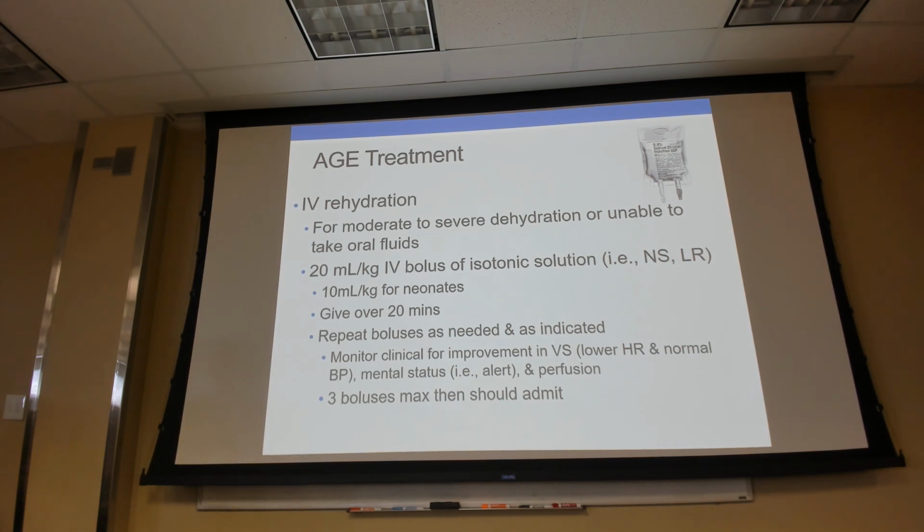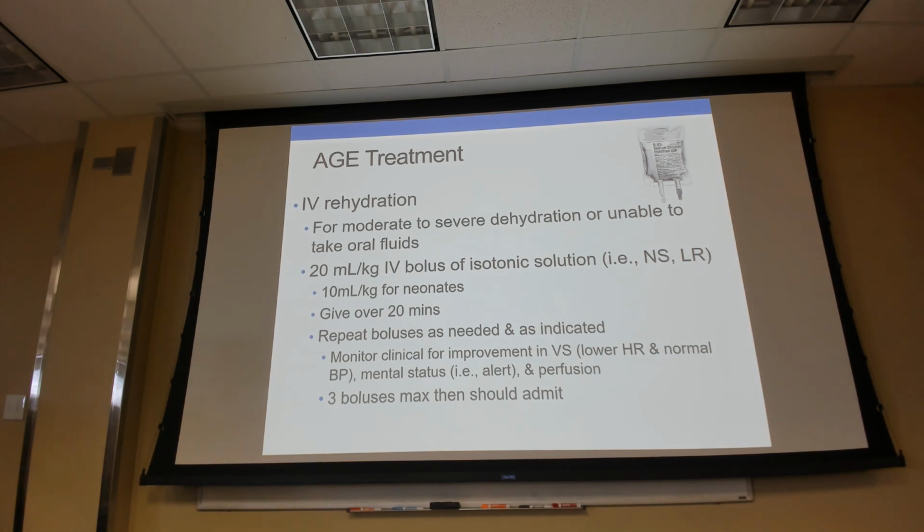And you will need to know the dose. So 20 milliliters per kilogram for a bolus for a child. Unless they are under that 1 month of age and they're a neonate, then you're going to start with 10. So each bolus is then going to be 10 for them.